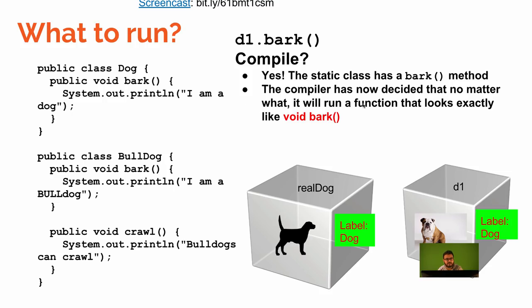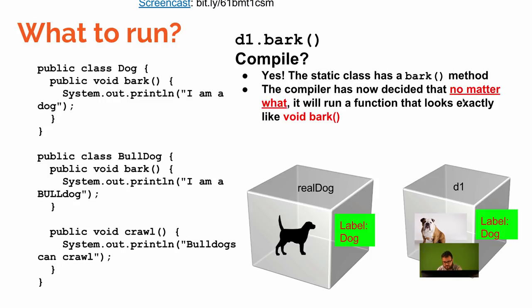The compiler has now decided that no matter what, it will run a function that looks exactly like void bark, because the compiler compiled based on this. So this is the dynamic method selection part, and I'm going to say it again. The compiler has decided that no matter what, it will run a function that looks exactly like void bark. First of all, it's guaranteed that there is such a function, because the compiler found it here. So it can definitely run this if all else fails.